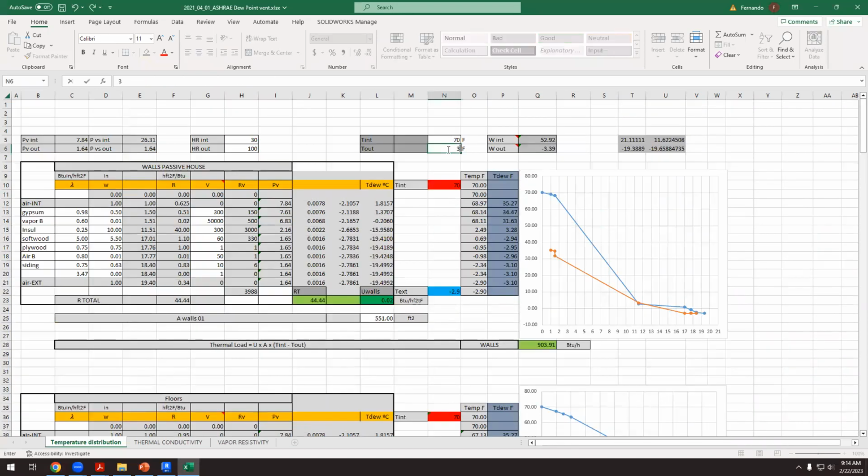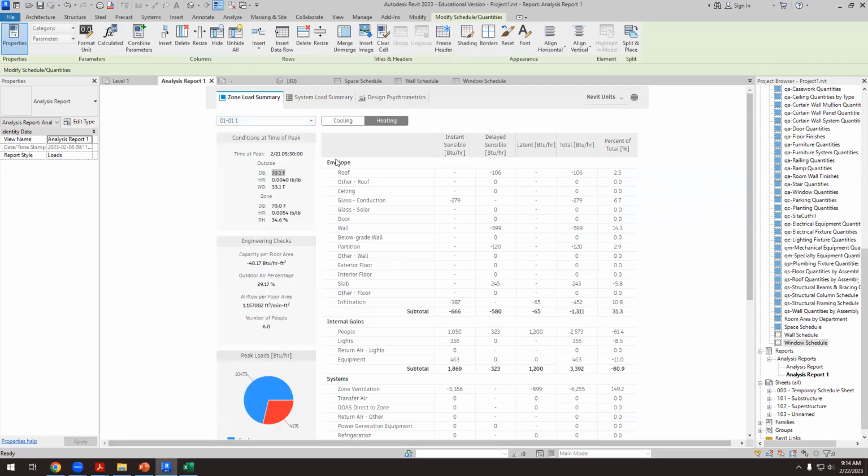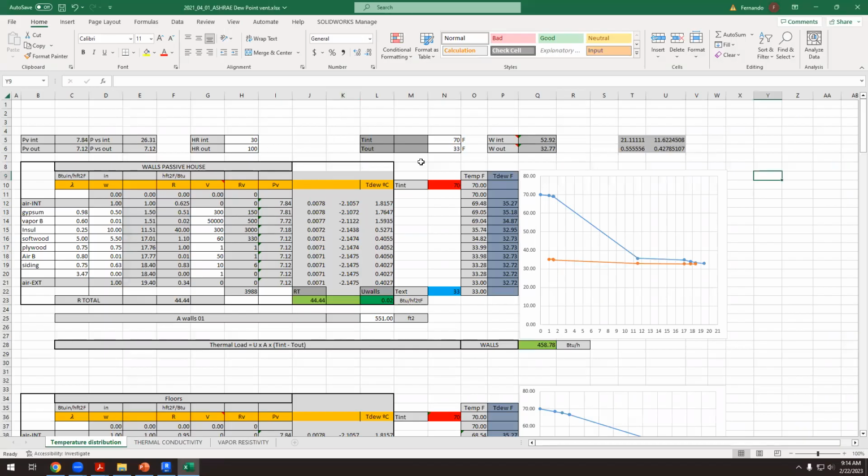Okay, so I changed this to 33 because this is what Revit has done in this report. That should be the same for all the spaces. Okay, no, for that space, that makes sense. Yeah, that makes sense because we might have different conditions. Okay, so look at all these spaces and just select the lowest temperature. It's negative 2.9. So let's type here negative 2.9.